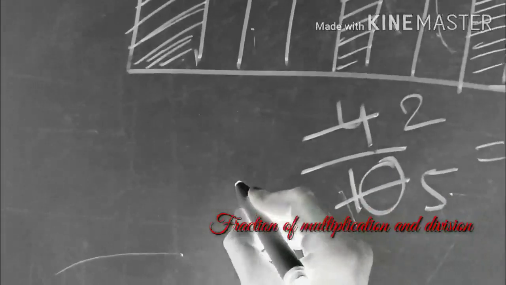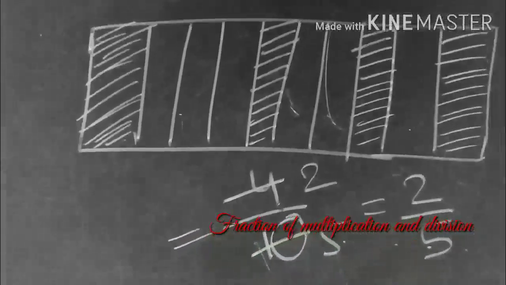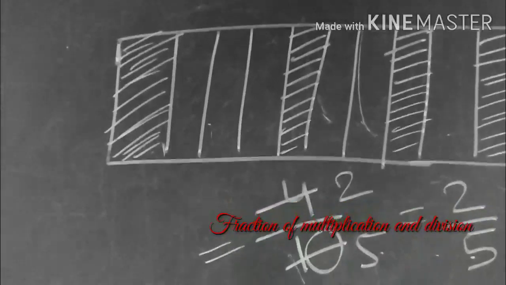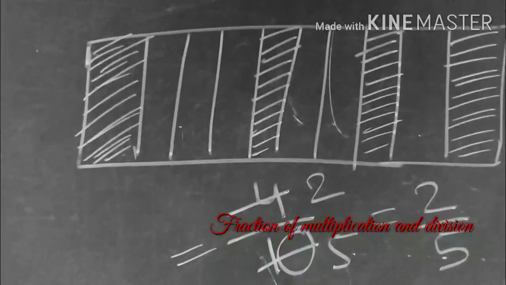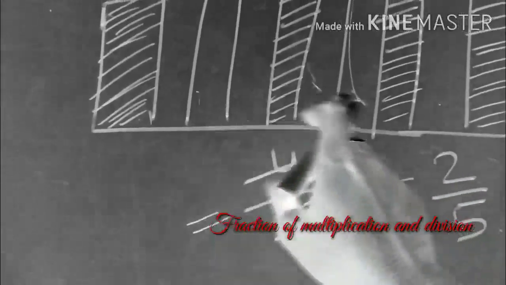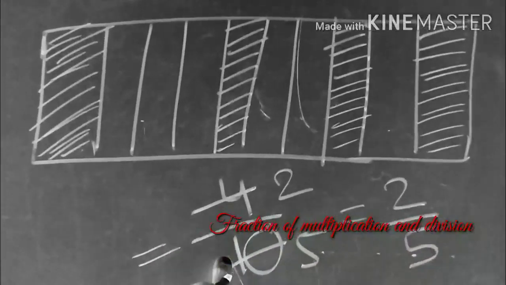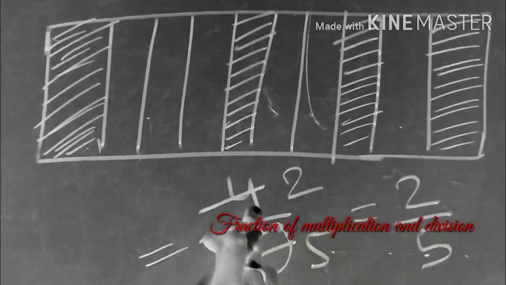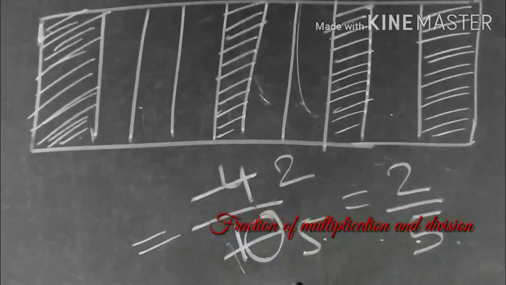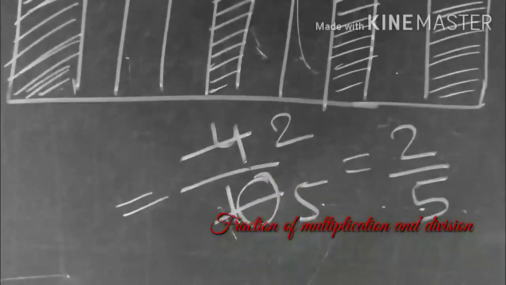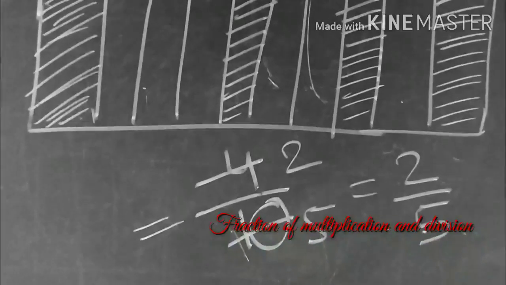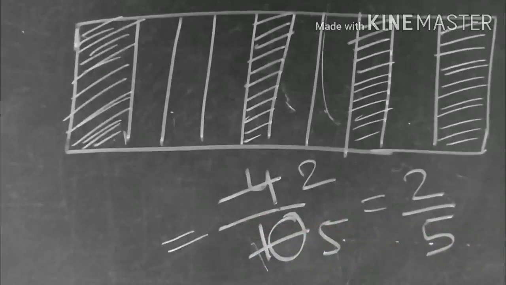Otherwise 4 by 10. The colored part is up and the bottom is the total part. So 4 is the colored part and 10 is the total boxes. With the common table 2, 2 2s are 4 and 2 5s are 10. So we can also write 2 by 5. 2 by 5 is our actual answer for this fraction.